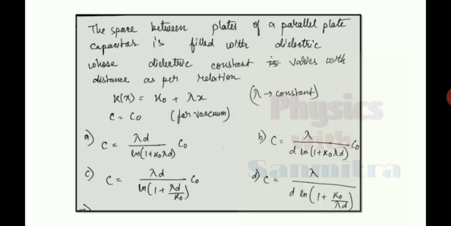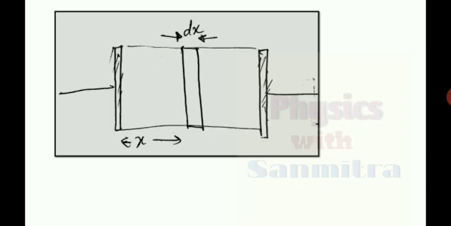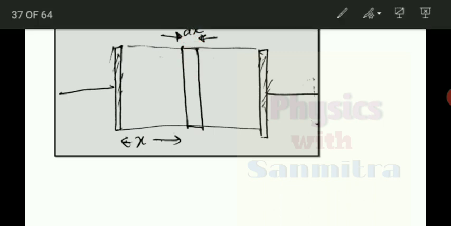Moving on to the next question. The space between plates of a parallel plate capacitor is filled with a dielectric whose dielectric constant varies with distance as per the relation K(x) is equal to K naught plus lambda x, where lambda is a constant, and C is equal to C naught for vacuum. These are the 4 options. We have to find the equivalent capacitance, and here the dielectric constant is varying with the distance. So this is my capacitor, and this is the distance x, and I am taking an incremental length dx. Now how to find the equivalent capacitance?